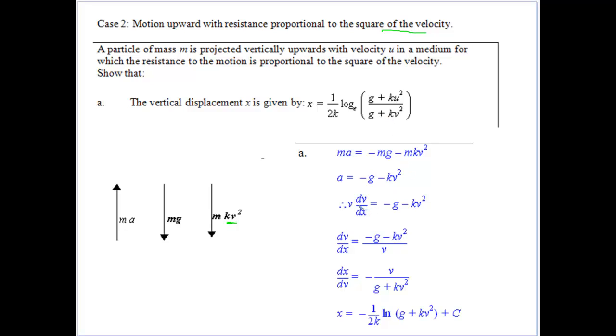So if we're going to relate x and v, well, let's go back to v dv/dx, and that's minus g minus kv squared. So divide by v and then take the reciprocal, which gives us dx/dv is equal to minus v on g plus kv squared. That's not too bad in integration because it's just going to be a log function, because we've got a v there. All we really need is a 2k there, so that's where the minus 1 on 2k comes from.